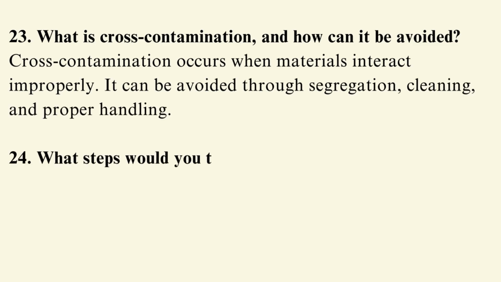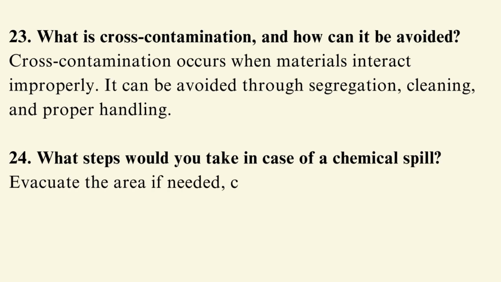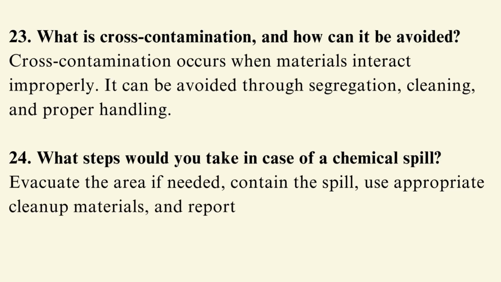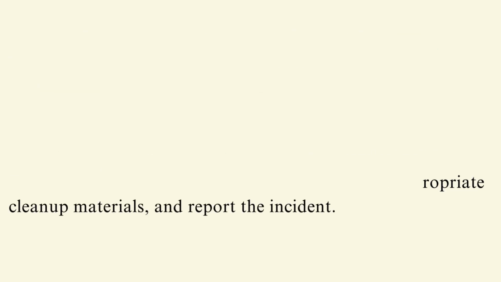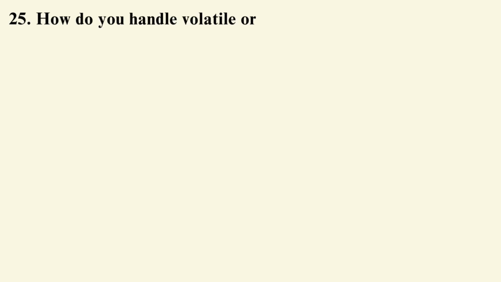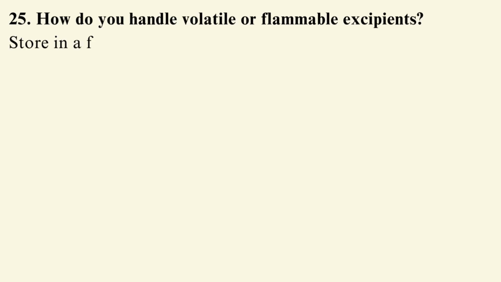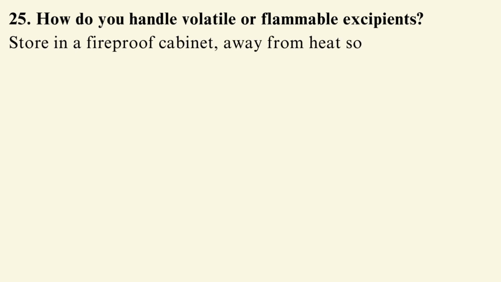What steps would you take in case of a chemical spill? Evacuate the area if needed, contain the spill, use appropriate cleanup materials, and report the incident. How do you handle volatile or flammable excipients? Store in a fireproof cabinet, away from heat sources, and follow fire safety protocols.